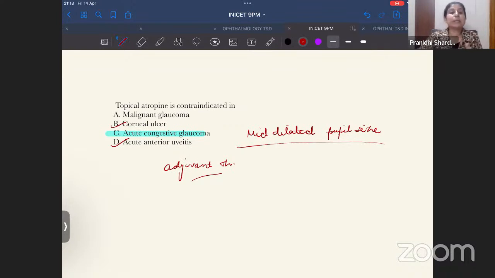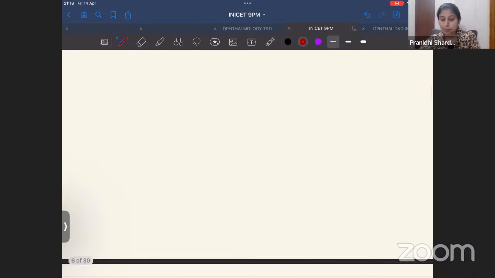Now the next option is malignant glaucoma. So let us quickly revise malignant glaucoma, which can be asked as a separate question, since it is an important topic.